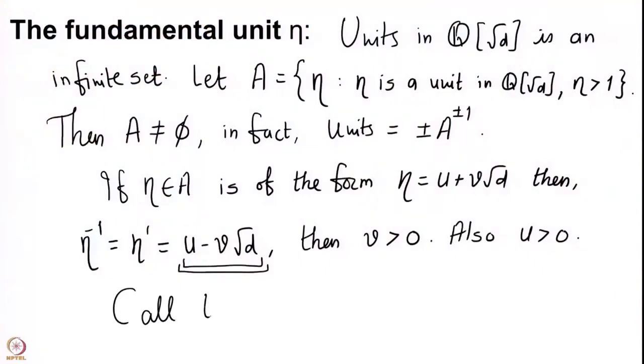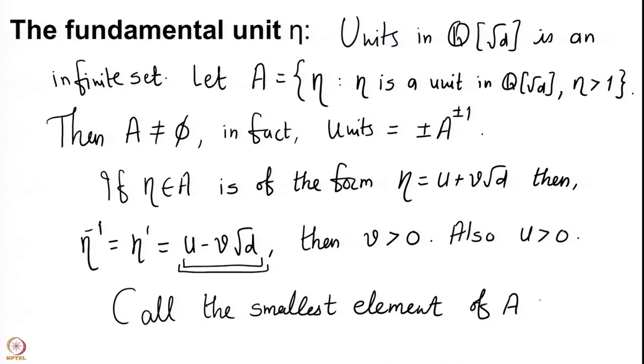It is important to note that just because you have a set of elements of the form U plus V root D, where U and V are integers, does not mean that you will always find the smallest element in such a set. What we have is that the U and V are not just integers, not just half integers, but they are both positive. So, since you have both of them positive, there is a smallest possible such unit, call that eta naught. Call the smallest element of A by eta naught.